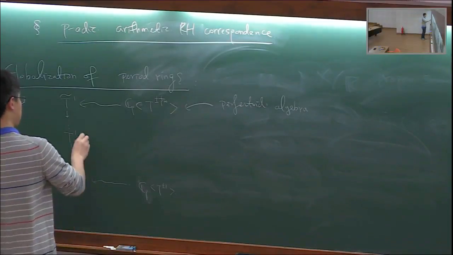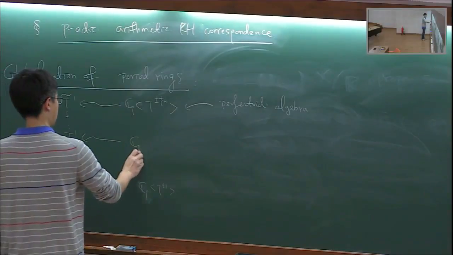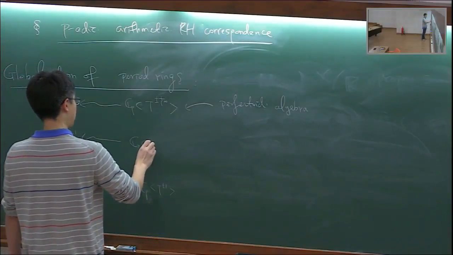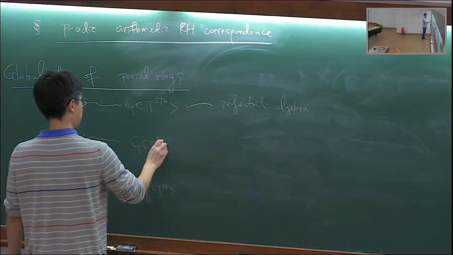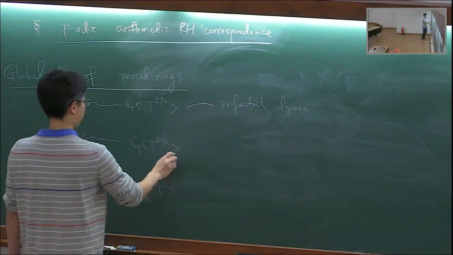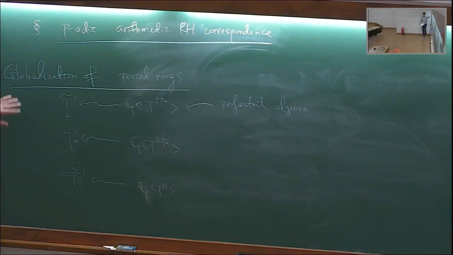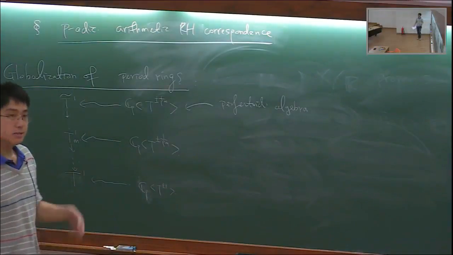So the T1M, just the analytic space associated to this T plus minus 1 over P to the N, okay? Each step is finite étale, finite étale, finite étale, and you take a limit. You get this one.